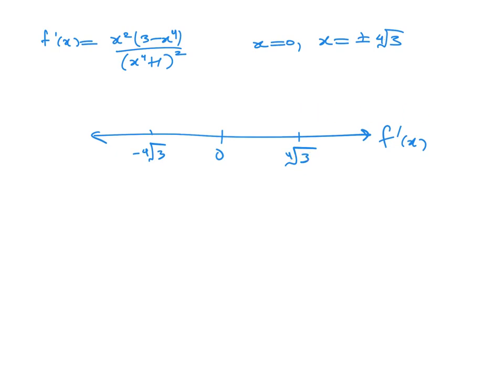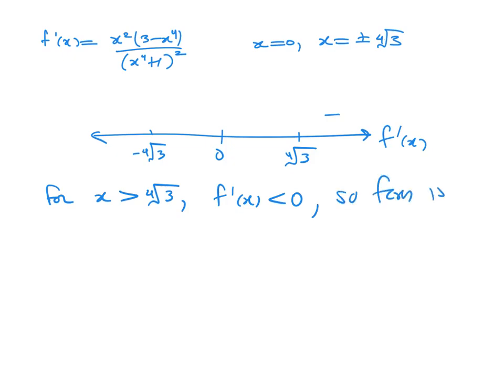Let's pick 2, and I'm going to plug 2 into the derivative here. When I plug in 2 here, I get a positive number. 3 minus 2 to the fourth is a negative number. When I plug 2 in here, it's another positive number. So basically, I've decided that this entire region is negative, which means I can say that for x greater than the 4th root of 3, f prime of x is less than 0. So f of x is decreasing.